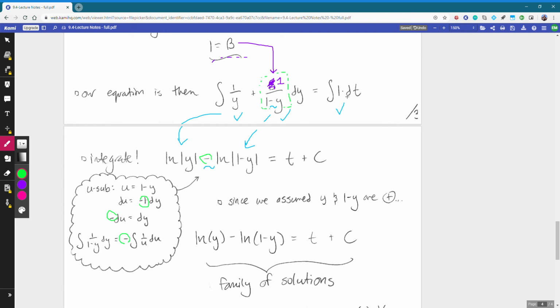All right, then over on the right, integrating 1, we get t, and we just toss our constants over on the right with the plus c. And if you look back up the statement of the problem, we are assuming that both y and 1 minus y are positive, which means we can drop the absolute values around those. And so here we get at least a clean starting equation describing a family of solutions to our differential equation.